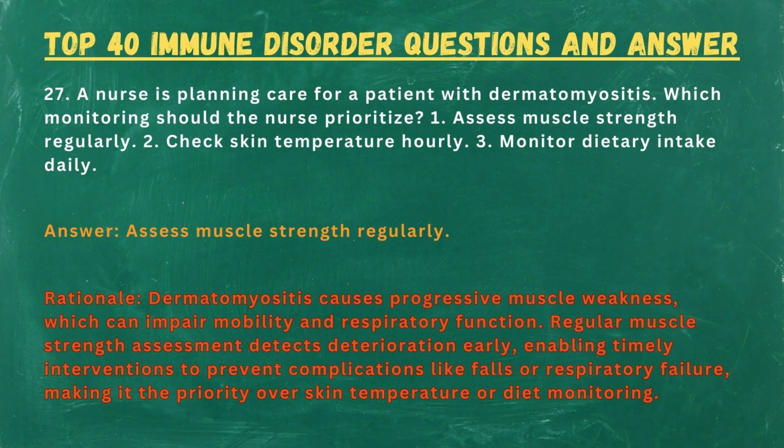27. A nurse is planning care for a patient with dermatomyositis. Which monitoring should the nurse prioritize? 1. Assess muscle strength regularly. 2. Check skin temperature hourly. 3. Monitor dietary intake daily. Answer: assess muscle strength regularly. Rationale: dermatomyositis causes progressive muscle weakness, which can impair mobility and respiratory function. Regular muscle strength assessment detects deterioration early, enabling timely interventions to prevent complications like falls or respiratory failure, making it the priority over skin temperature or diet monitoring.